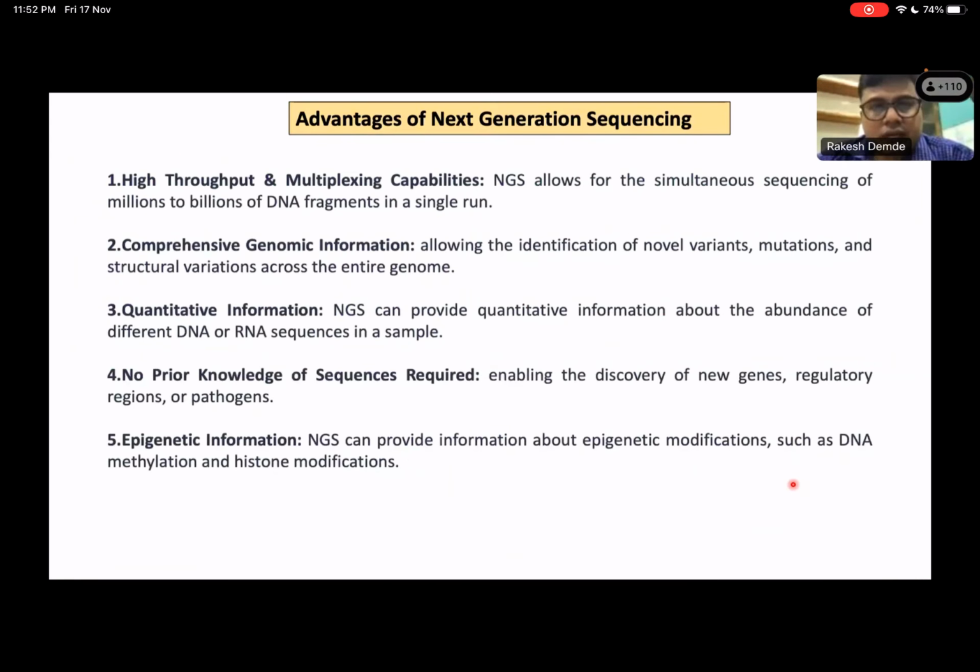Next generation sequencing, I have already discussed the advantages. It will give epigenetic information. It has high throughput and multiplexing. No prior knowledge of sequence is required. For Sanger and PCR, we should have prior knowledge of the sequence to design the primers. But in the case of next generation sequencing, that is not required.